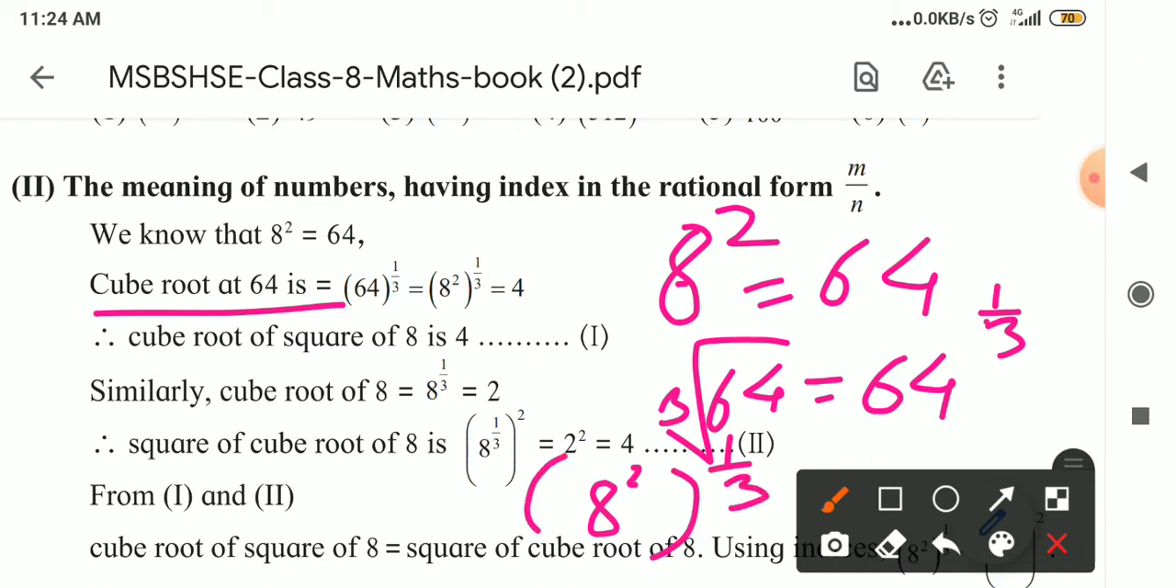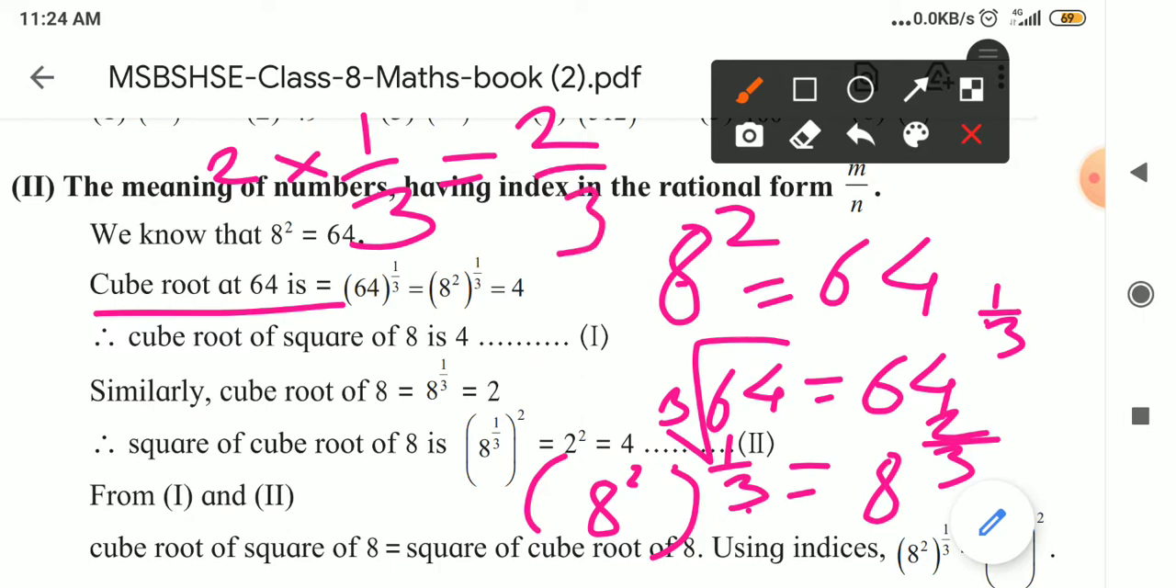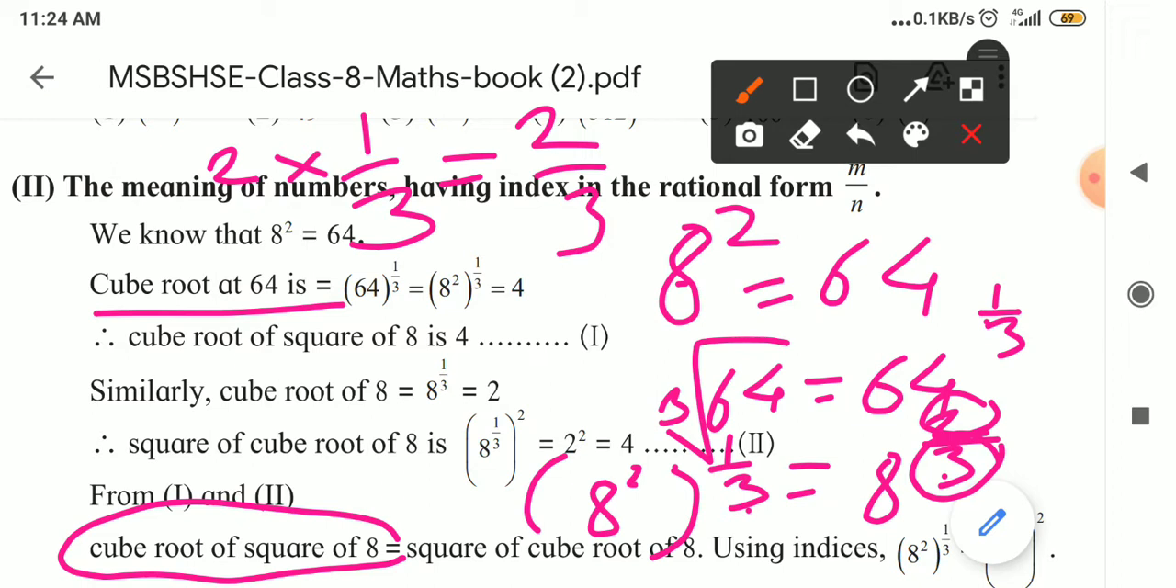And if you do the multiplication of this, what will you get? 8 raised to 2 upon 3. Multiplication of 2 and 1 upon 3, as I told you before, is 2 upon 3. So how can we read this? 8 square, cube here. The cube root of square of 8. Cube root means the downside number we have to take at first. Cube root of square, the upside number, of 8. In this way we are reading. Understand how I said that?